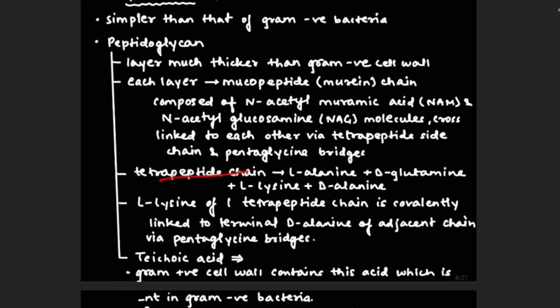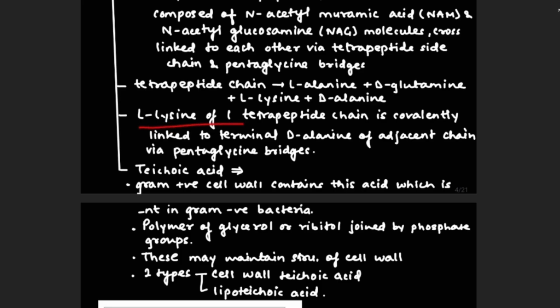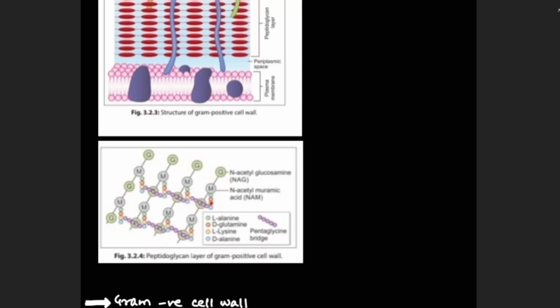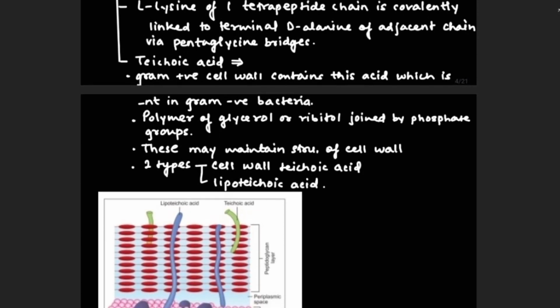Next is the tetrapeptide chain. It consists of L-alanine, D-glutamine, L-lysine and D-alanine. Again you can see in this figure that this is L-alanine, this is D-glutamine, this is L-lysine and this is D-alanine. The next point is that L-lysine of one tetrapeptide chain is covalently linked to the terminal D-alanine of the adjacent chain via pentaglycine bridges. As you can see, this is L-lysine and this is D-alanine, connected by the pentaglycine bridge. One more acid is present only in the gram positive cell wall and is absent in the gram negative cell wall, that is teichoic acid. It is a polymer of glycerol or ribitol which is joined by phosphate groups.